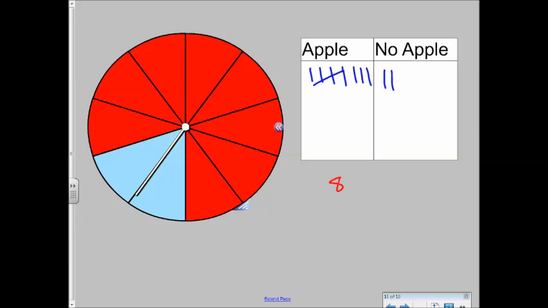Amazingly, we got an apple 8 out of 10 times, and no apple 2 out of 10 times, which means that our experimental is equal to our theoretical. We expected to get 8 out of 10. The code word for today is apple.